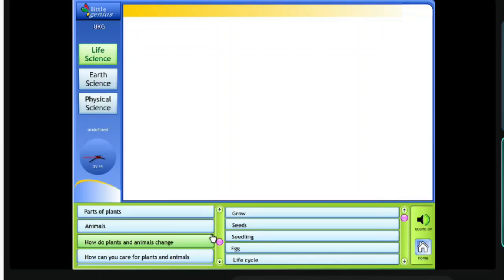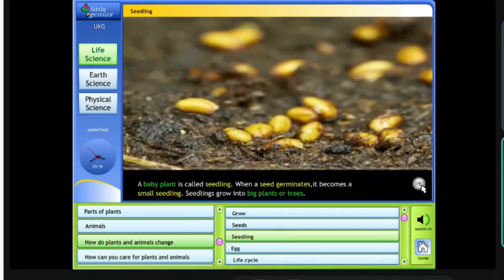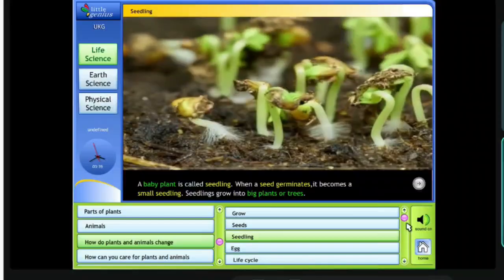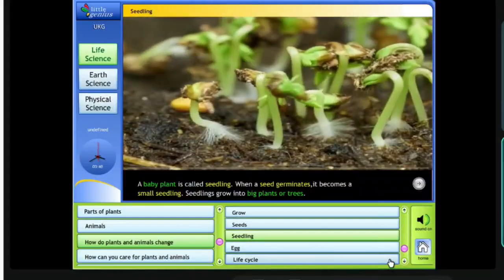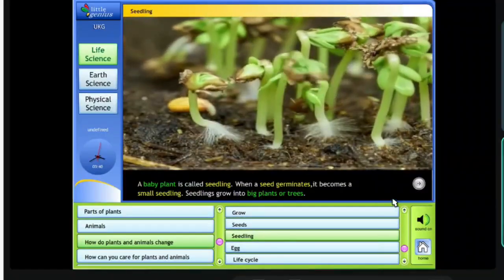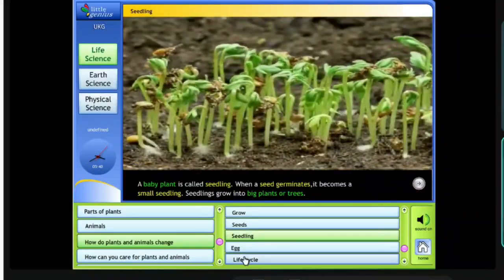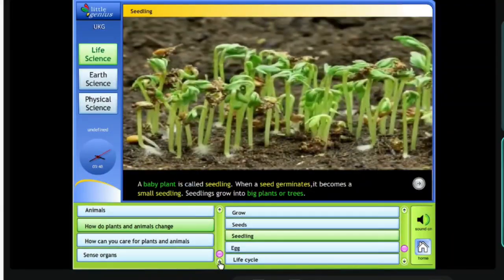So grow seeds, seedling. For example, if you take seedling, you can see baby plant is called seedling. When a seed germinates, it becomes a small seedling. Seedlings grow into big plants or trees. See, exact clear understanding will be there for a child. Yes. So if you go to the next topic, how can you care for plants and animals?